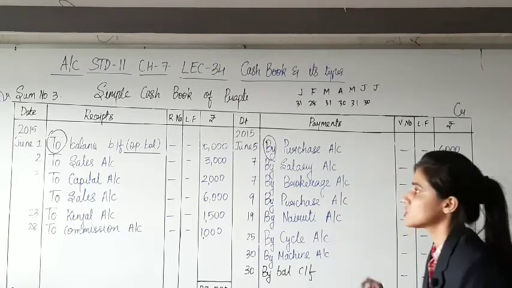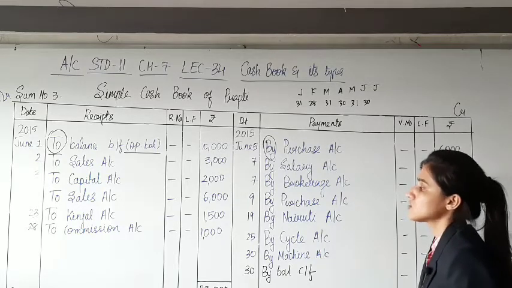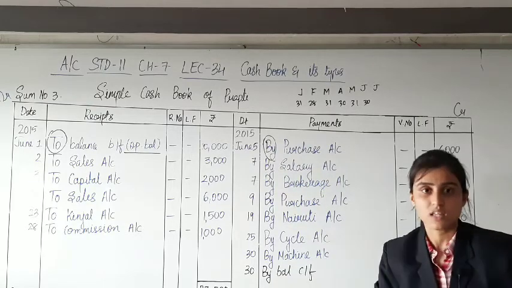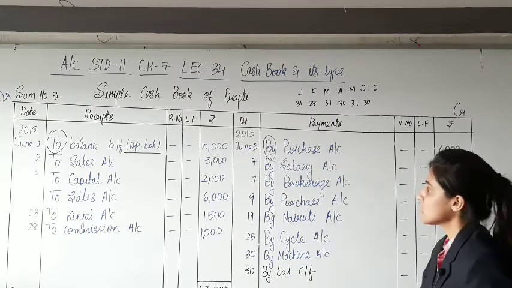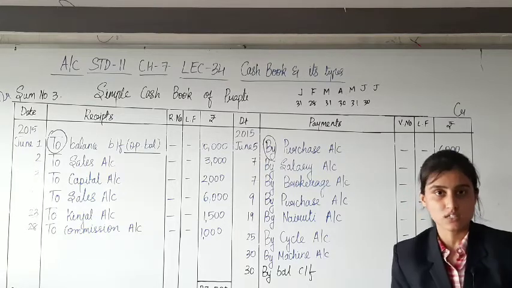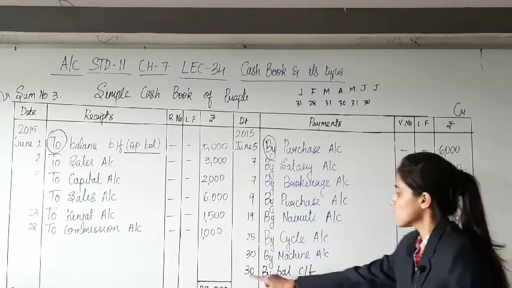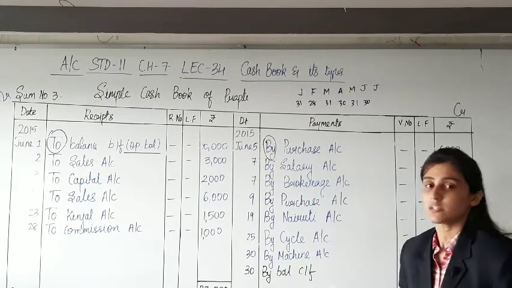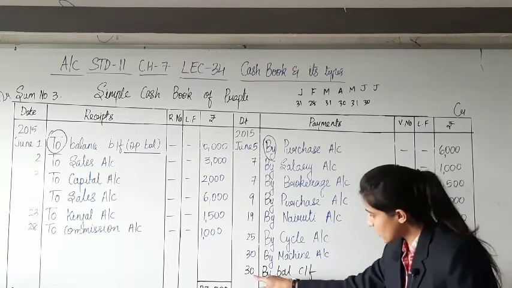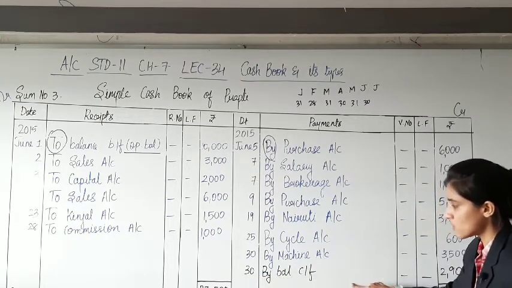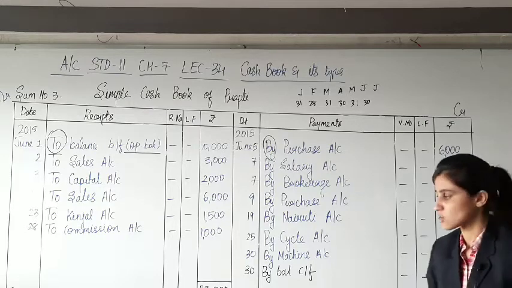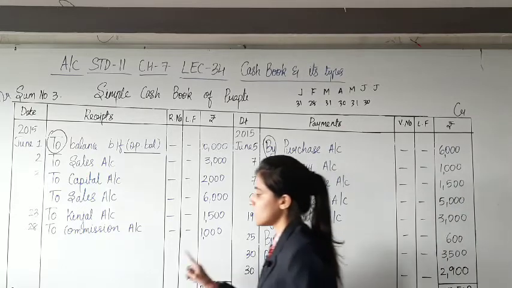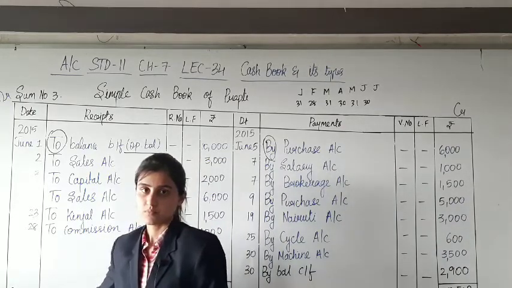Total, I taught you in illustration 11 also, and also in this sum. Total is always greater on the receipt side. From it you have to deduct the payment side total, and on the last date of the particular month that you are recording transactions of, you will write down here "by balance carried forward", which is actually the closing cash balance, and that balance will become the opening balance for the next month.